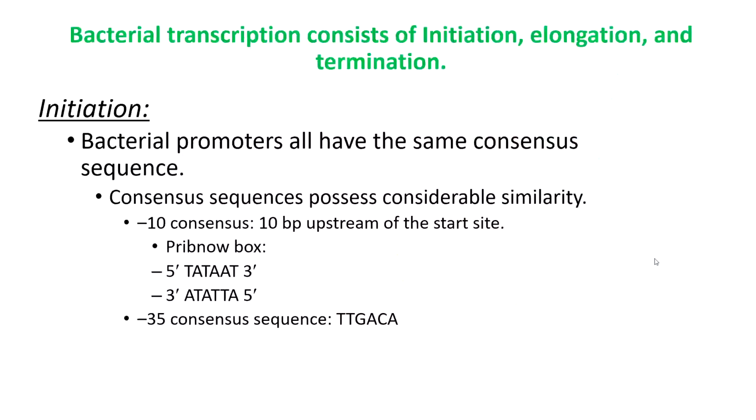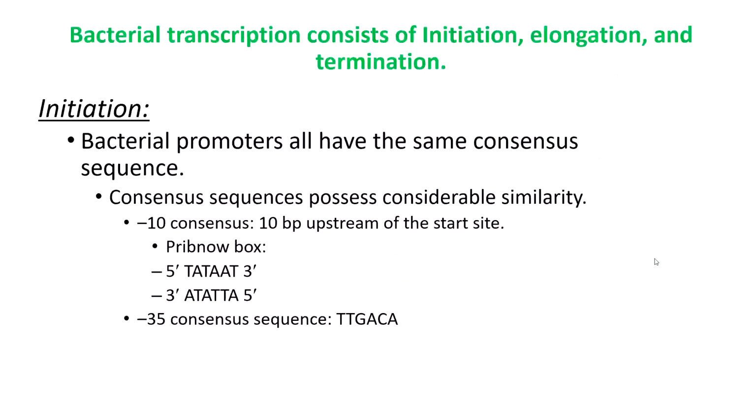All types of transcription, bacterial or eukaryotic, consist of 3 different stages, but what's happening during each stage is a little bit different between bacteria and eukaryotes. Those stages are initiation, elongation, and termination, just like in DNA replication. Let's start with the initiation stage.